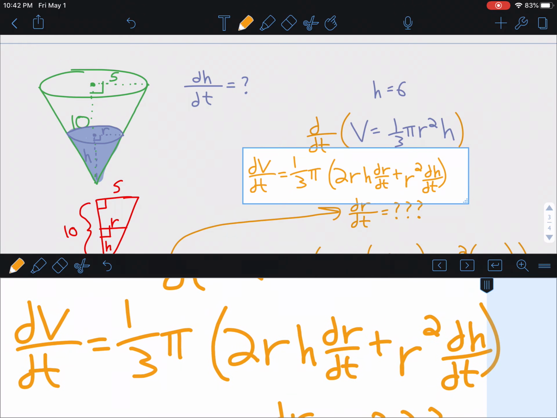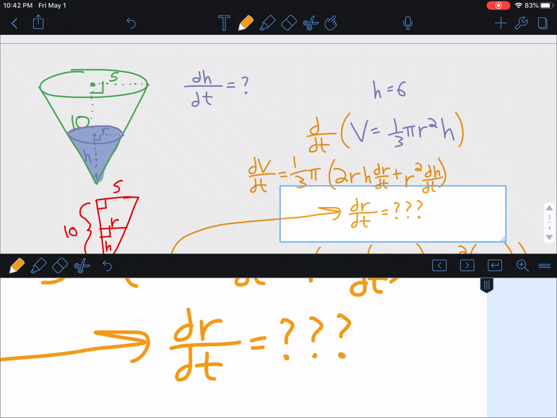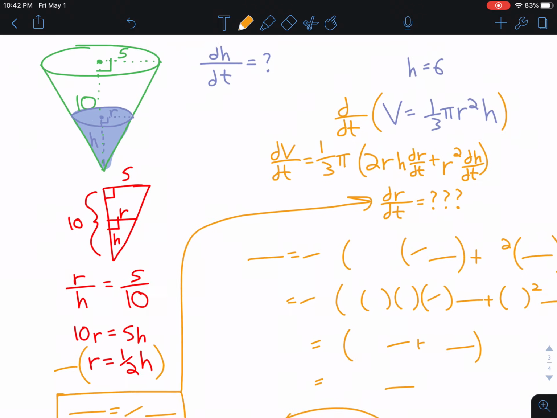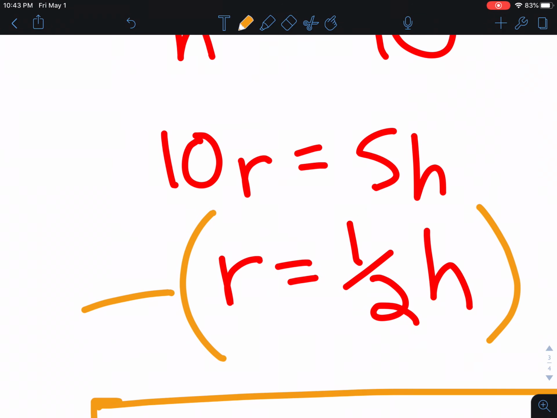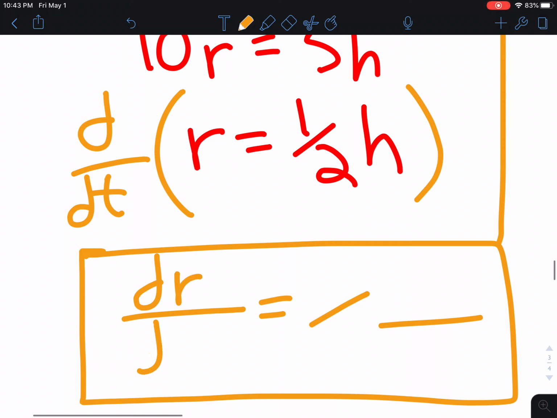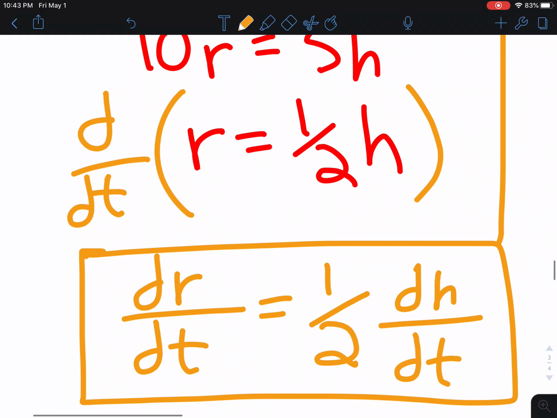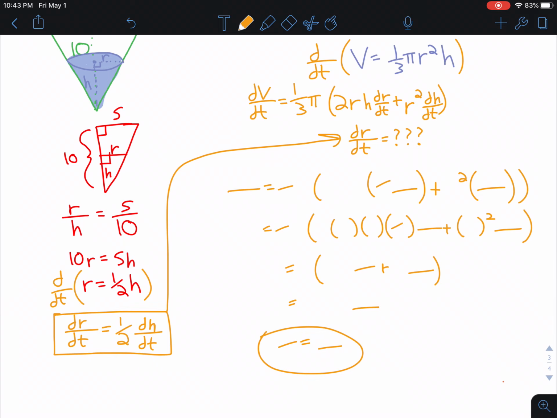Okay, so here is a related rate equation. I'm relating the rates of dv dt to dr dt and dh dt. But again, that's a problem because I don't know what dr dt is. So here's what we can do. Once you recognize the similar shapes and get r equals 1/2 h, you can actually take the derivative of that equation as well with respect to time. And you can get that dr dt is 1/2 dh dt. So we can actually come up with a value for dr dt and plug it in. That's exactly what we're going to do.